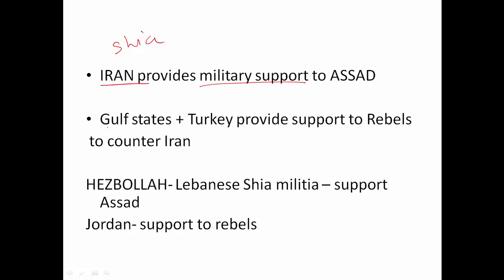So to counter the Iran influence, the Gulf states sent their support to the rebels. So Gulf states plus Turkey started supporting the rebels with weapons, money, everything.